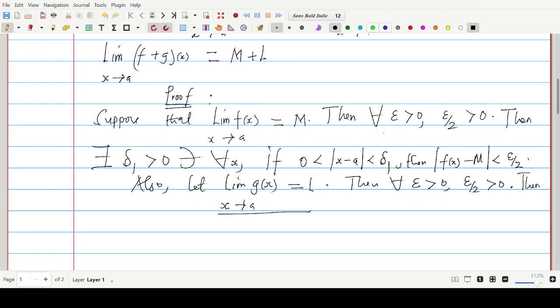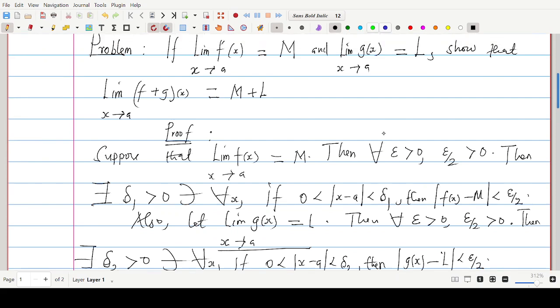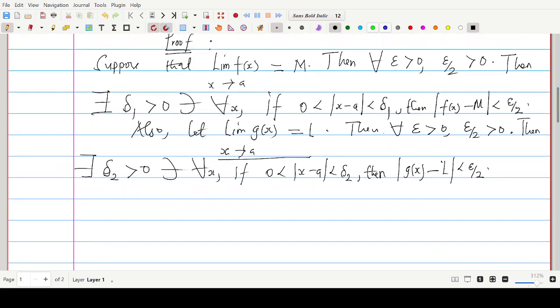All right, so we can say then there exists a delta sub 2. Let's call that delta sub 2 that is positive, such that for all x, if 0 is less than the modulus of this difference, and this is in turn less than delta sub 2, then we have that the modulus of g of x minus L is less than epsilon over 2. Hope you see what I'm doing. Now, let's consider the minimum of delta sub 1 and delta sub 2, which we call delta.